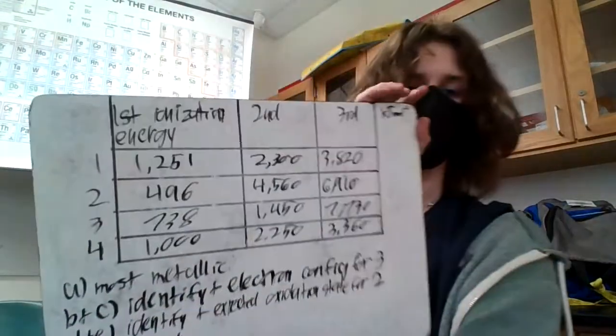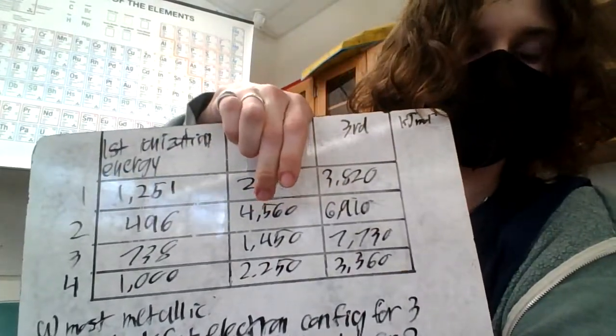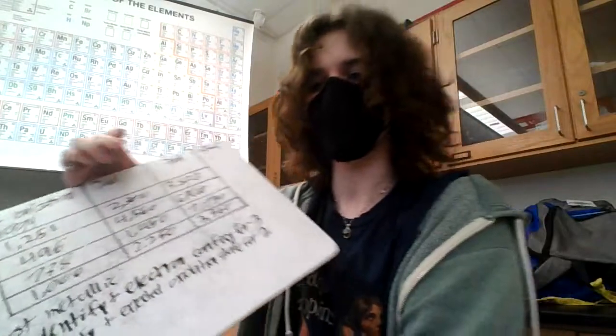Now, parts D and E asks us to identify element 2 and find its expected oxidation state for its most common ion. So we can use a similar process to identify element 2 this time. You can see that really big jump in energy at the second one, so that means it only has 1 electron in its outermost shell, and that low first ionization energy suggests it's towards the left, so it's probably going to be sodium.